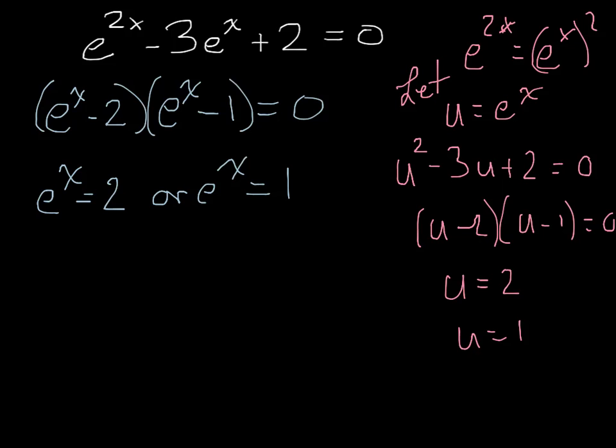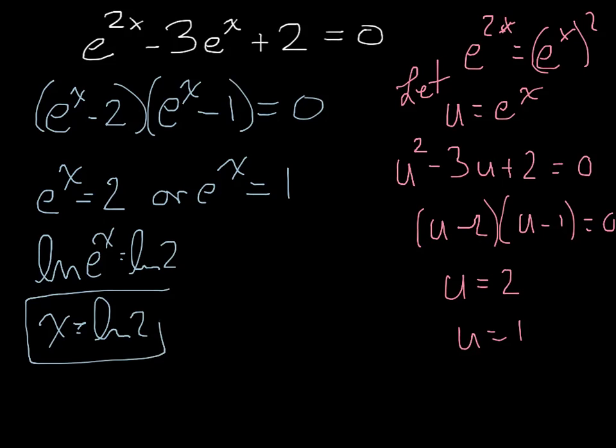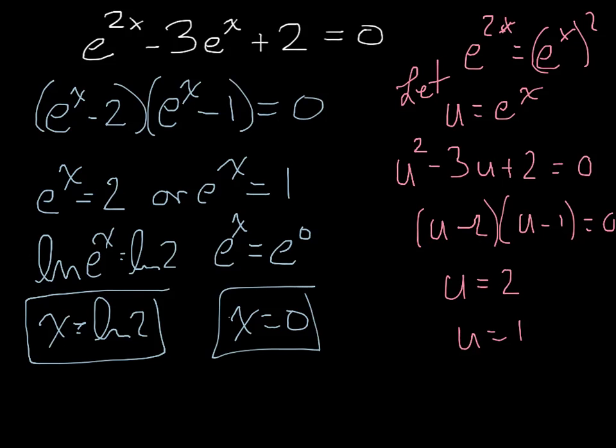Now, to solve the left-hand one, I take the natural log of both sides: natural log of e to the x equals the natural log of 2. So I have x equals the natural log of 2, and that is one of my solutions. My other solution, I can just get by the one-to-one property. E to the x is the same as e to the 0, because anything besides 0 to the 0 power is 1, so x would equal 0, and there's my second solution.